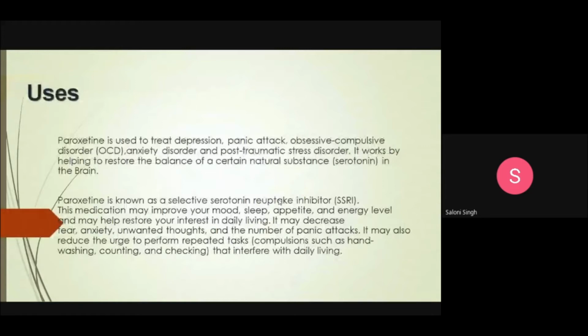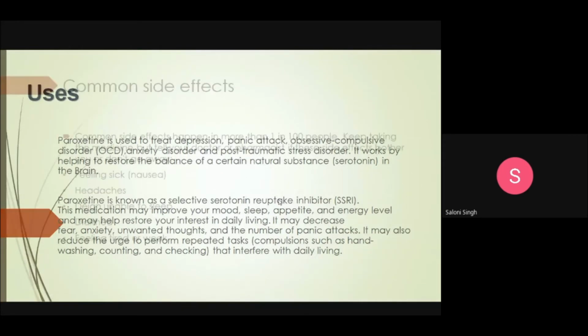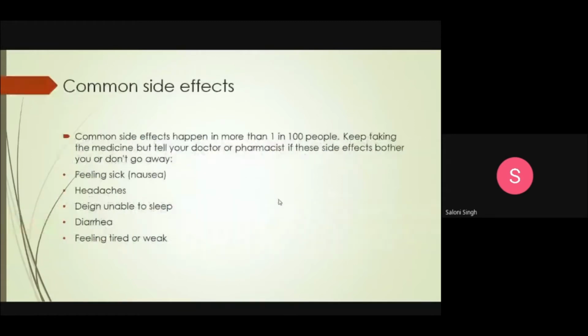As paroxetine has many uses, it is used to treat people going through depression, panic attacks, OCD, anxiety disorder and stress. It helps people going through mental issues like depression, which is a common thing now. You must be hearing that this person or that person is having depression. So paroxetine has a very great use in these disorders, and it is known as a selective serotonin reuptake inhibitor.